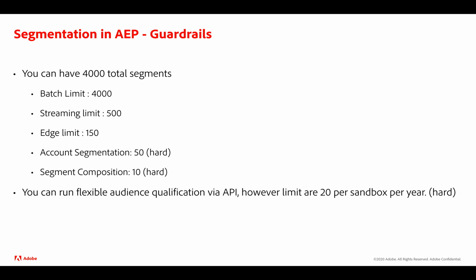On top of that, we also have account segmentation for Adobe Experience Platform B2B edition, and segment composition, which is creating segments with more extra logic on top, that we're not going to cover today. The limits are 50 and 10, and they are hard, so you cannot go over that. You can only create 50 accounts and 10 segment compositions. One detail you should know is that you can run segments flexibly via API calls.